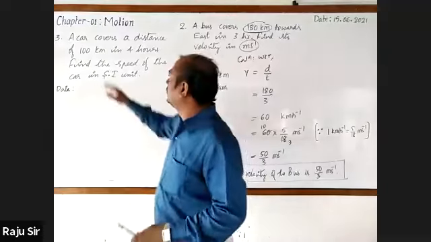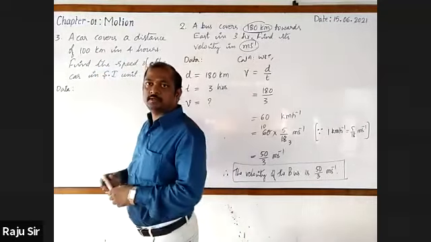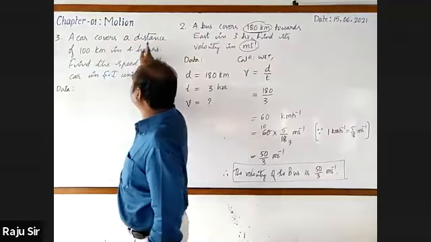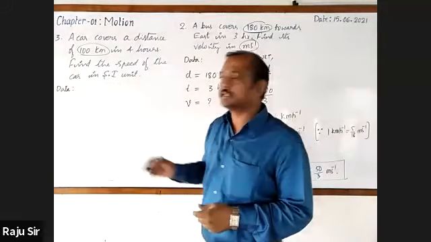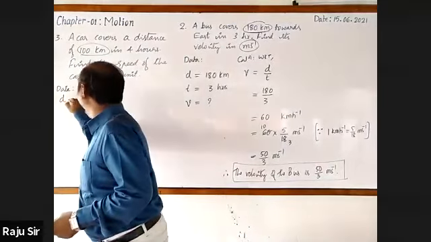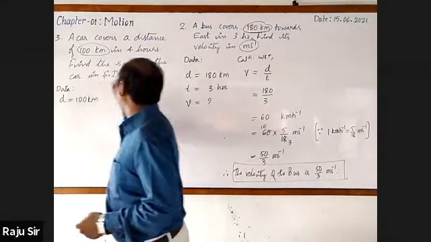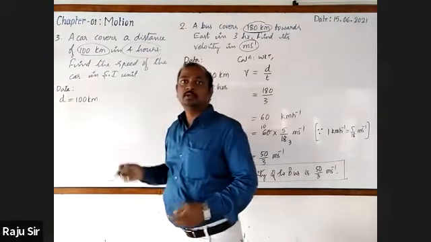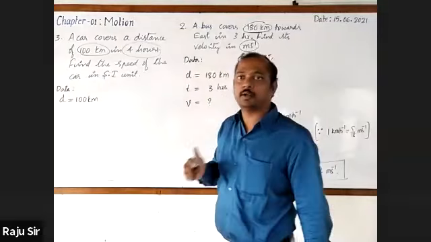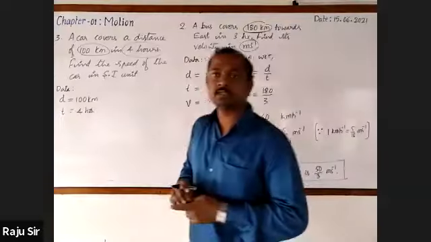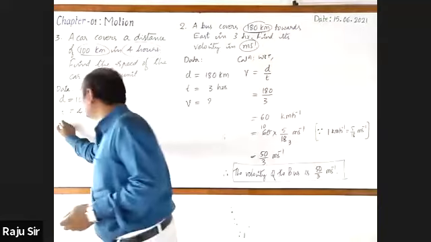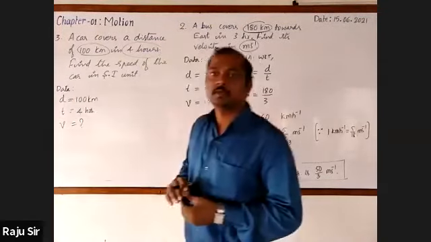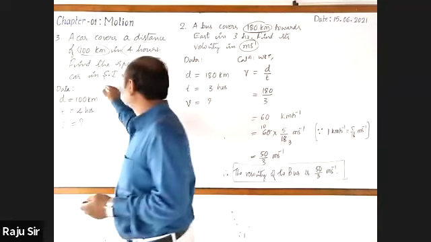You are right. Once you go through the statement, write the data. A car covers a distance of 100 kilometers. Here 100 kilometers represents the distance covered by the car, which can be written as D is equal to 100 kilometers. To cover that much distance, it has taken 4 hours. Time is equal to 4 hours. Next, you are going to find out the speed. Speed is V, it is a question mark. Go for calculation.